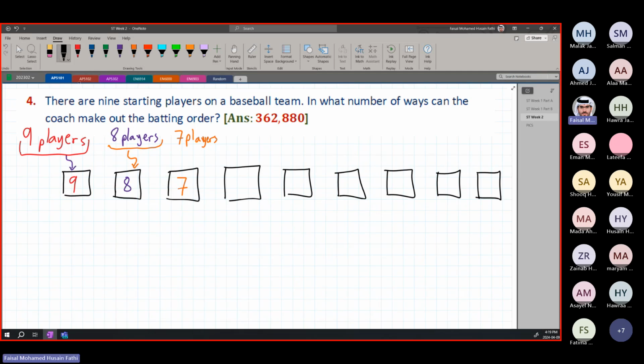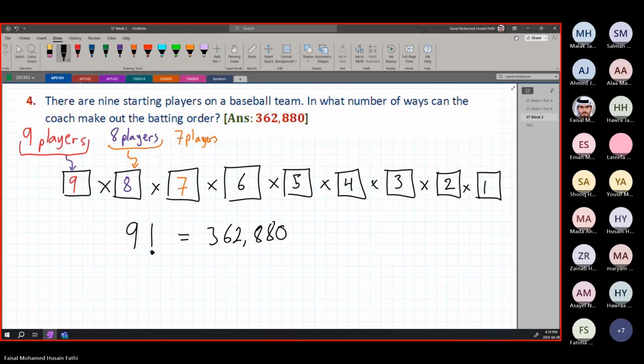And it will keep on going: 6, 5, 4, 3, 2, 1. This is the order we can do. And again, we will just be multiplying everything with each other. Now, what does this show? What is this very similar to? If you notice, 9 times 8 times 7 times 6, this is basically 9 factorial. And that will be your answer.